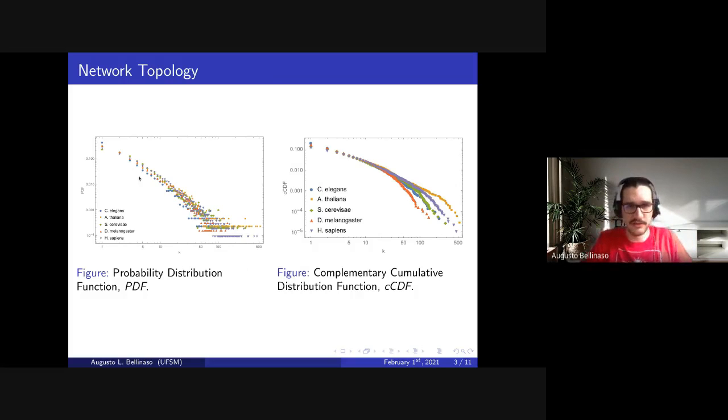So it's not ideal to use the topology in this way because we don't have a continuous function, for example. So we can represent it using the complementary cumulative distribution function, in which we plot the probability of finding a value of k higher than a specific value. So we have a more continuous distribution that provides better information about the topology of the network. And you can see better that they all behave almost the same way, despite being from different organisms.